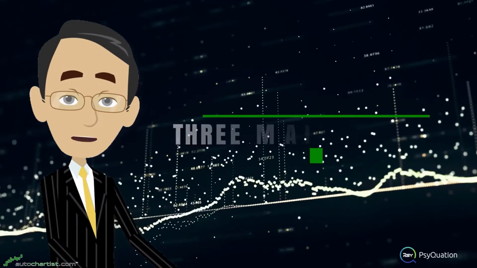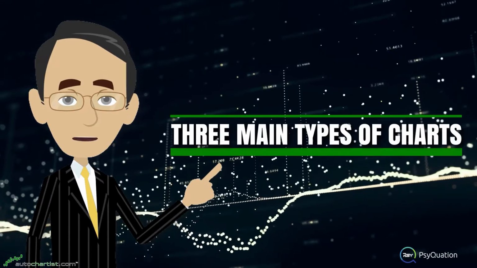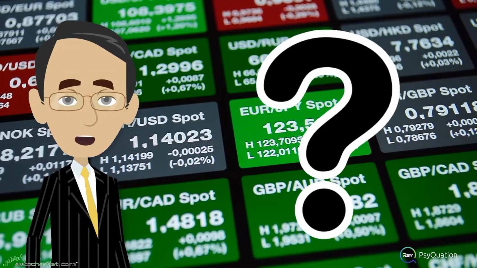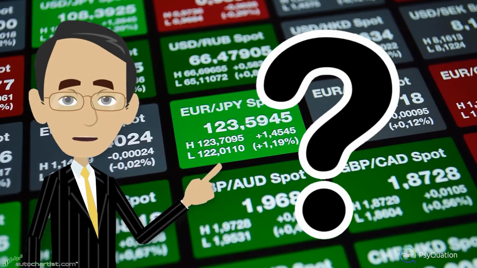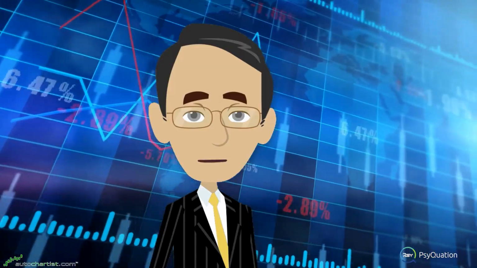Price charts. While trading Forex, you will get information from three main types of charts. In order to identify which currency pairs are a smart buy and which ones you should sell or steer away from, you need to study these charts.